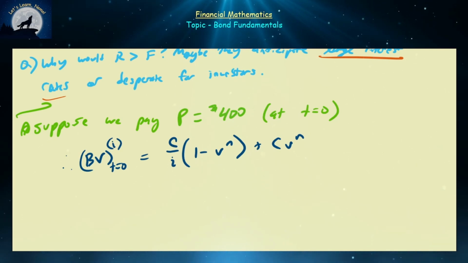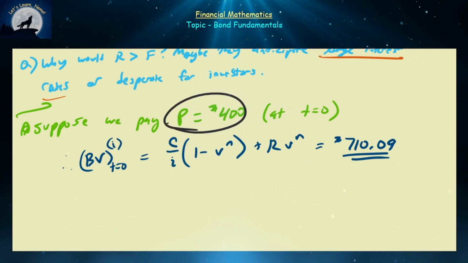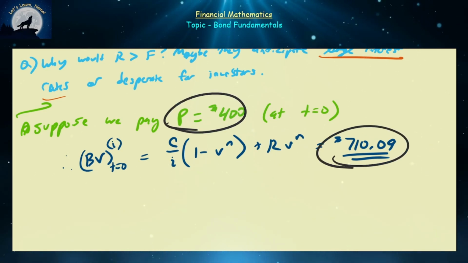And once you use our interest rate of 1.9%, n equal to 24, c equal to 10.5, and why is that c there? That should be equal to r. You should get something approximately equal to $710.09 as the present book value of that bond. So we paid $400 today, and the present value of this bond under the anticipated interest rate I is $710.